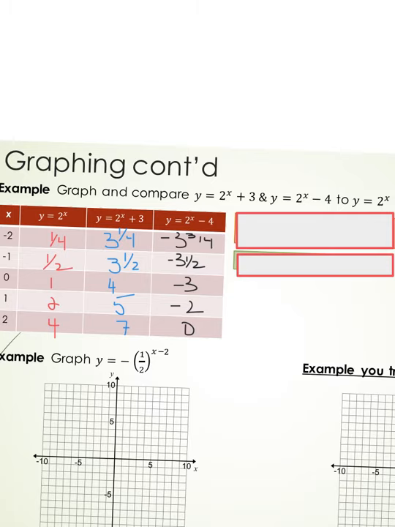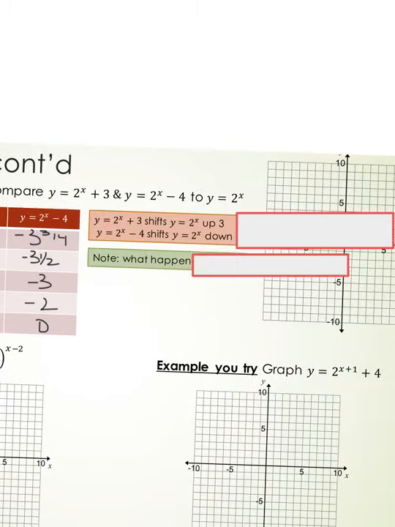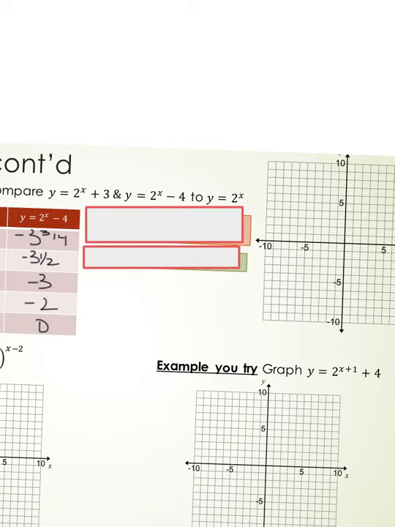So I'm going to start off with graphing y equals 2 to the x power. Okay, so 2 to the x power, we had -2 and 1/4, -1 and 1/2. We had 0, 1, 1, 2, and 2, 4. And there's our parent function.